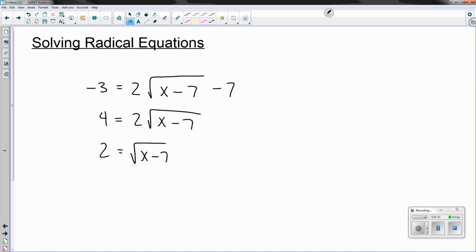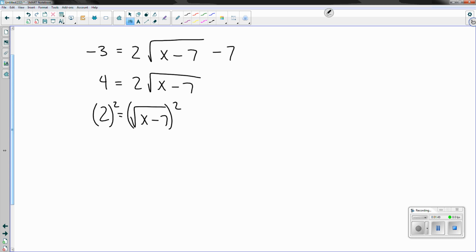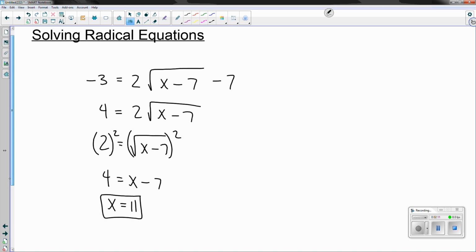Now this radical is completely isolated, and this would be a good opportunity to remove that radical by squaring both sides. So a square root requires an exponent of 2 to cancel out. So we have 4 equals x minus 7, and now all I'm left with is a simple polynomial, in fact a linear equation, that is very easy to solve. I just have to move that 7 to the other side, and we get x equals 11. So after removing the radicals in the equation, we should just have a polynomial equation to solve.